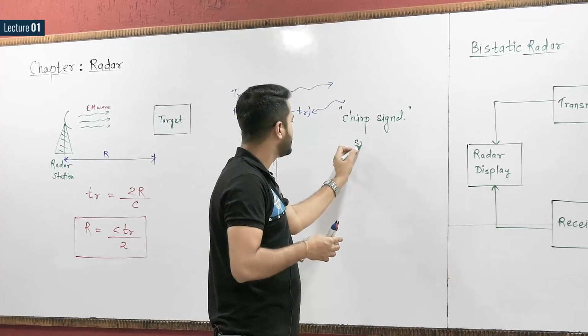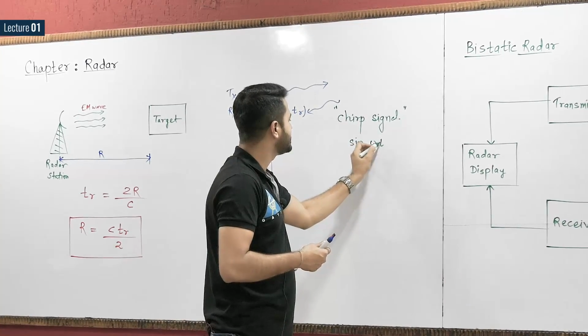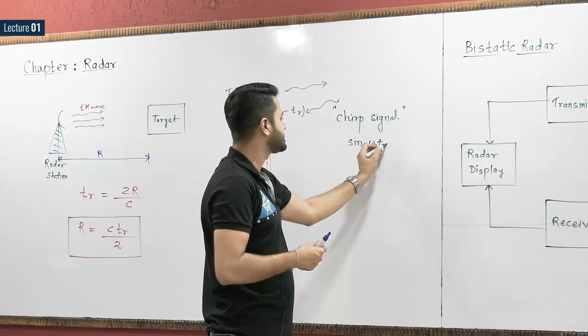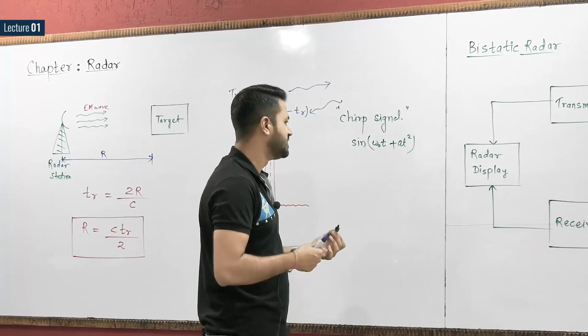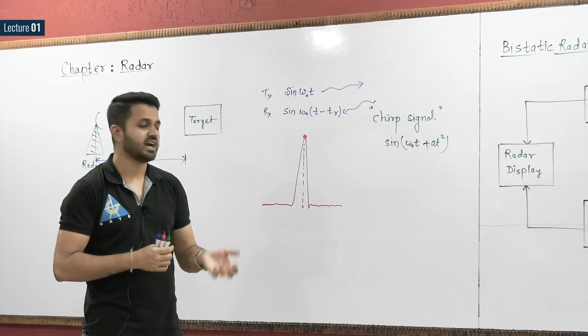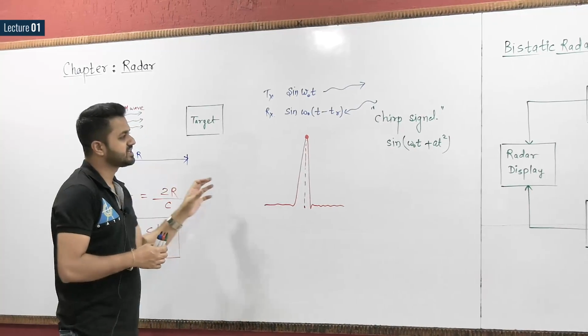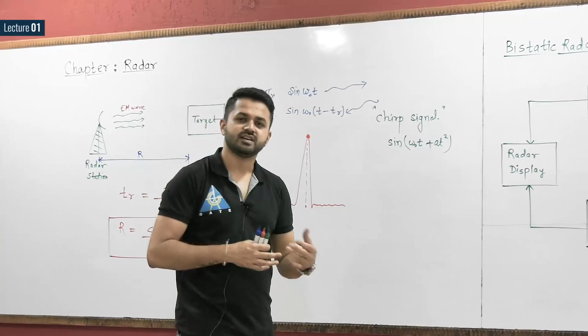If you search on the net or Google, you will find that this chirp signal is not only sin(ω₀t); some kind of αt² term is also included. So this type of signal is actually a chirp signal which gives a very high frequency. So this is the simple way to calculate the range of the target.